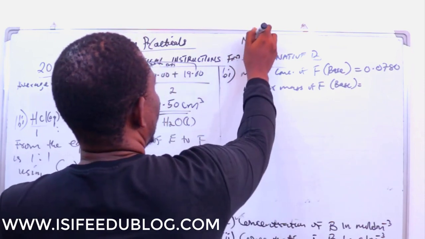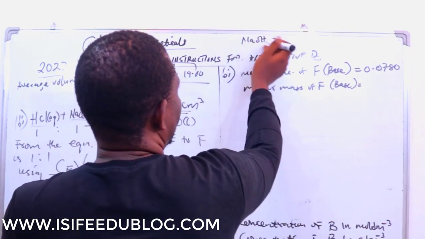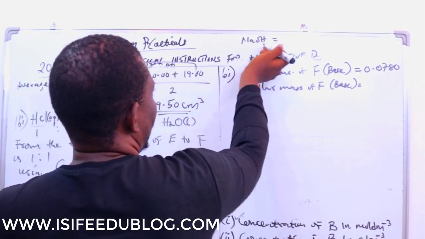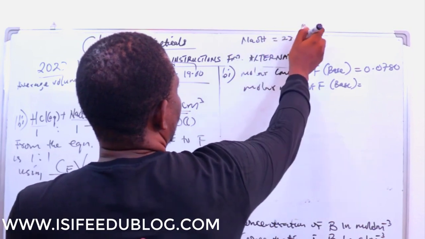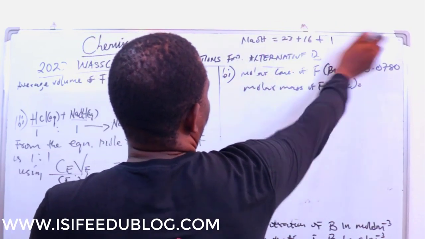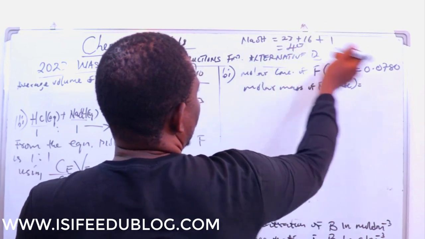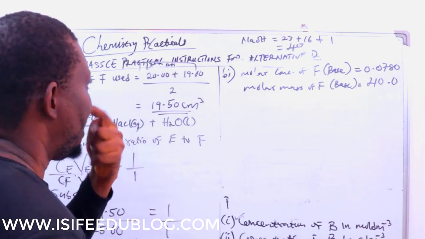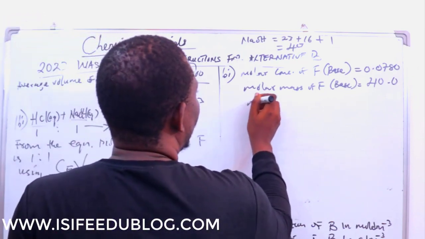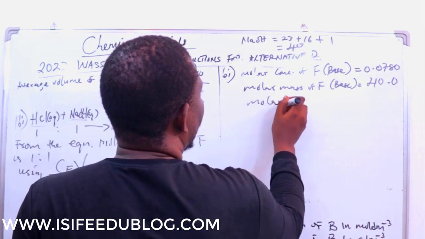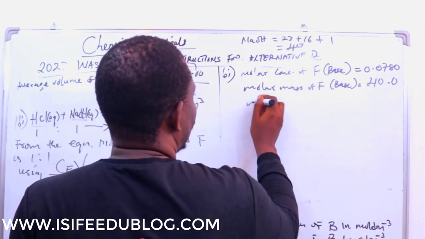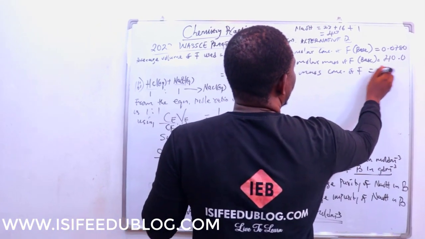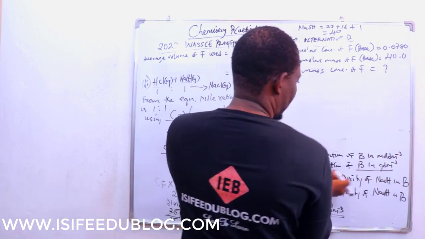The molar mass of F, which is still our base, is the molar mass of the base. Remember, our base is sodium hydroxide, so you just do a relative molecular mass calculation. Sum the individual atomic masses: 23 for sodium, 16 for oxygen, 1 for hydrogen. So altogether we have 40.0 in 3 significant figures. Then we want to find the mass concentration of F in gram per dm cube.